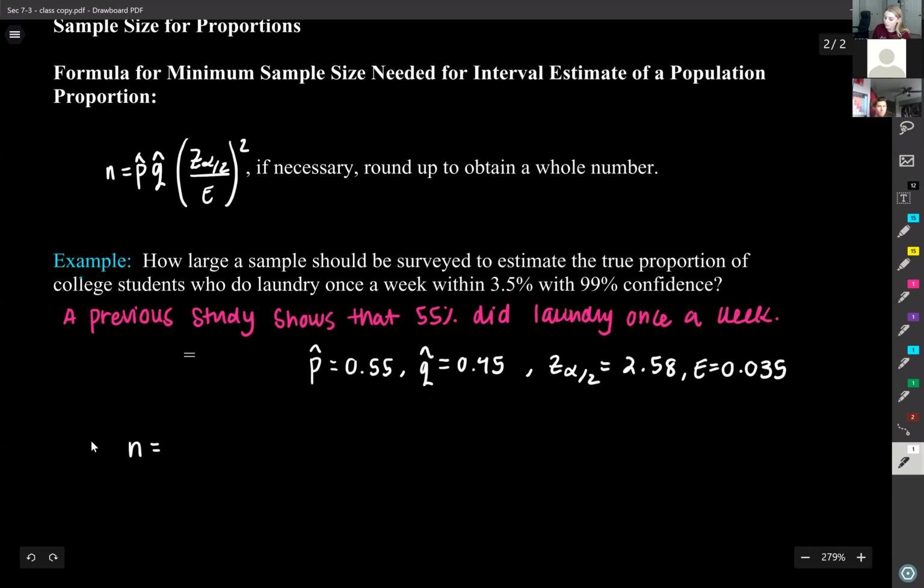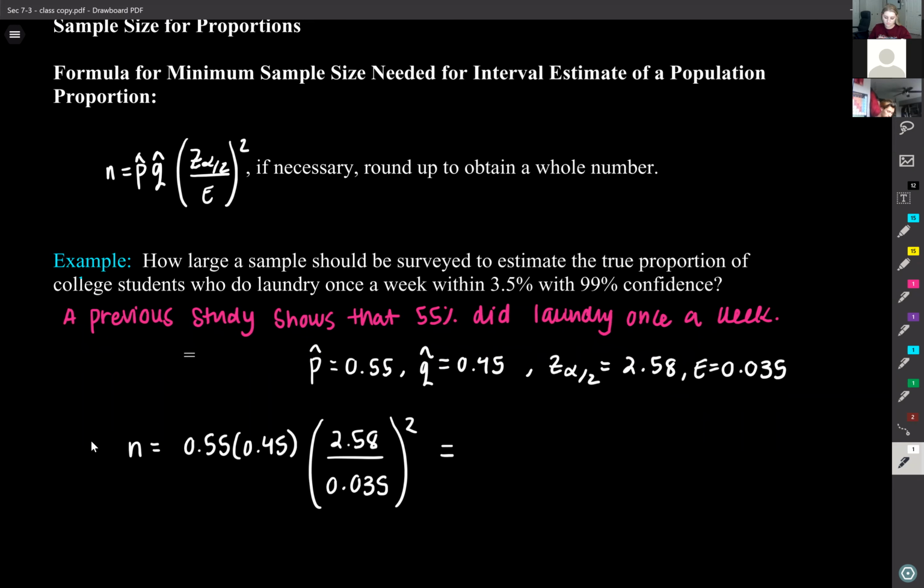And now all that's required is you fill in the formula. So we get n is equal to 0.55 times 0.45, and then 2.58 over 0.035, and then we just have to square that. And that's going to give you the sample size that you need. Okay, and I got an answer of 1,344.8. That was actually 0.9.